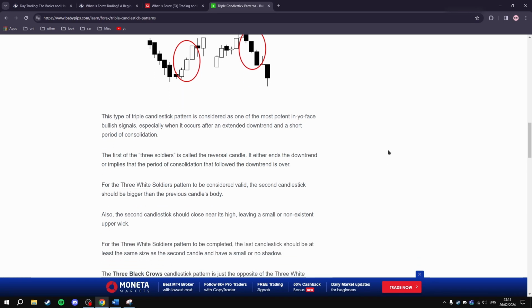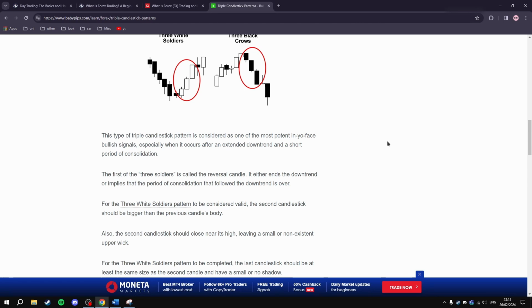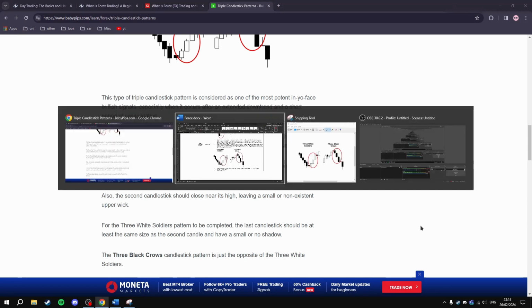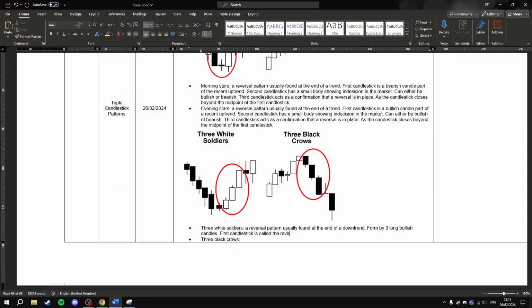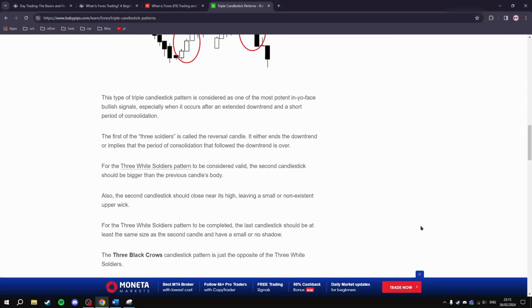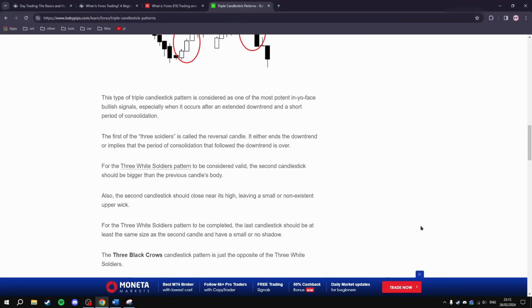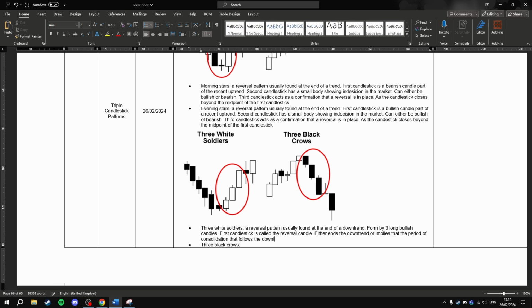The first of the three soldiers is called the reversal candle. It either ends the downtrend or implies that a period of consolidation that followed the downtrend is over.